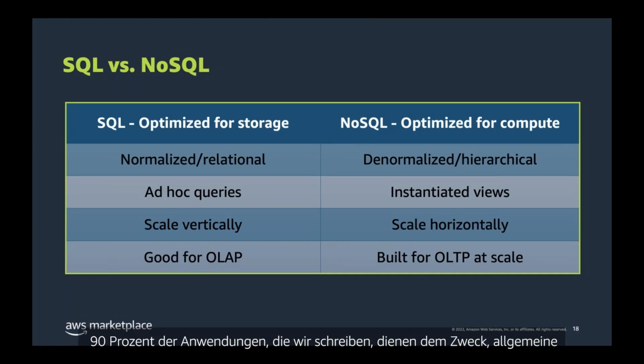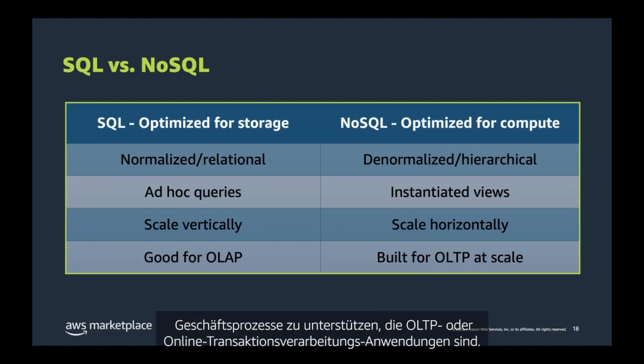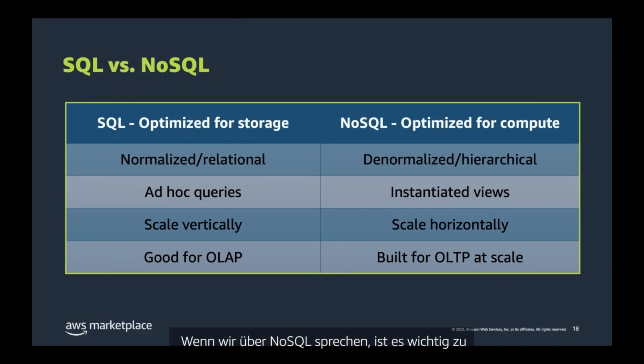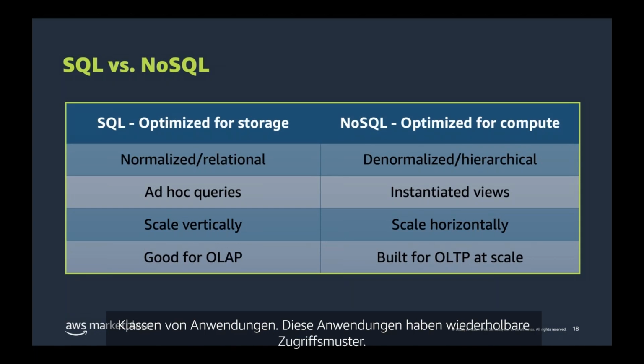90% of applications we write are written to support common business processes, which represent OLTP, or online transaction processing applications. So it's actually one of the most relevant technologies you can learn as a developer today. When we talk about NoSQL, it's important to understand it's not good for everything. It is good for a certain class of applications. Those applications have repeatable access patterns.